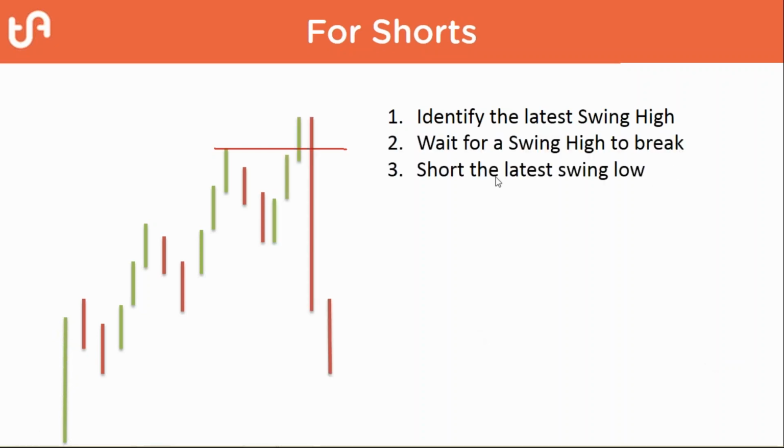Now wait for the swing high to break. So the line that we drew, we wait for it to break. That means price goes above that. Then short the latest swing low. Alright, so below this swing high, this was the latest swing low. So this is where you take your trade.